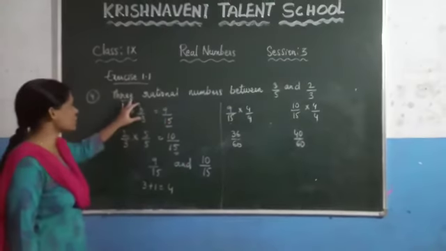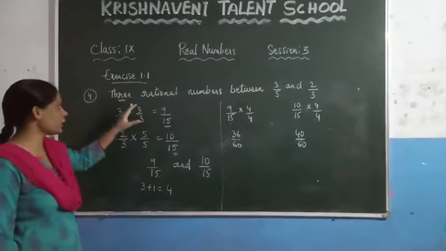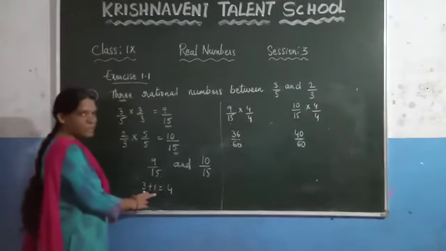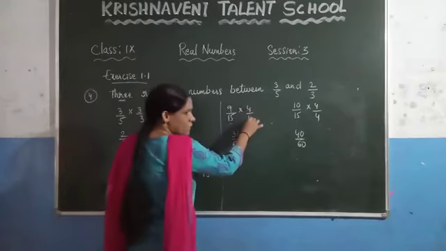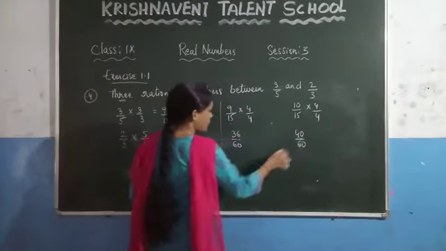After that we need to check how many rational numbers are there between these two numbers. How many do we have to find? 3. Just add 1 to that. You are getting 4. Now multiply and divide these numbers with 4. So what are you getting? 36 by 60 and 40 by 60.